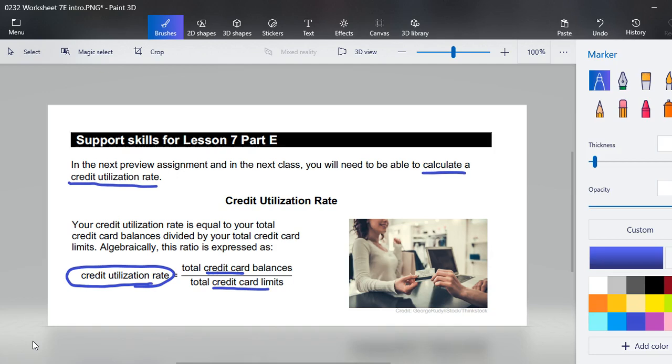If you haven't already looked at question 1 or beyond, this is a good time to hit pause and go ahead and do at least questions 1 through 4, and then come back and we'll do them together.